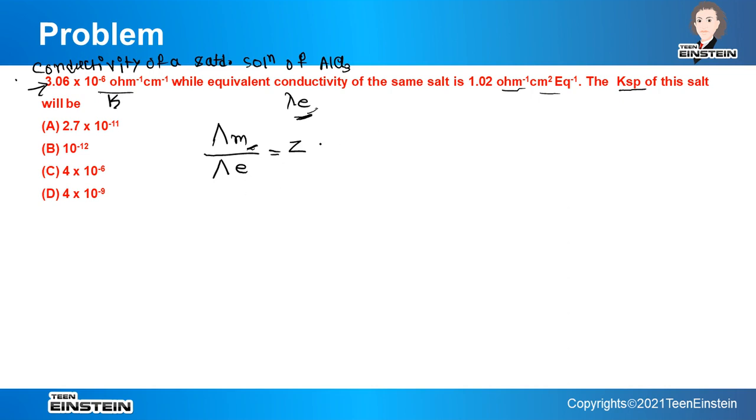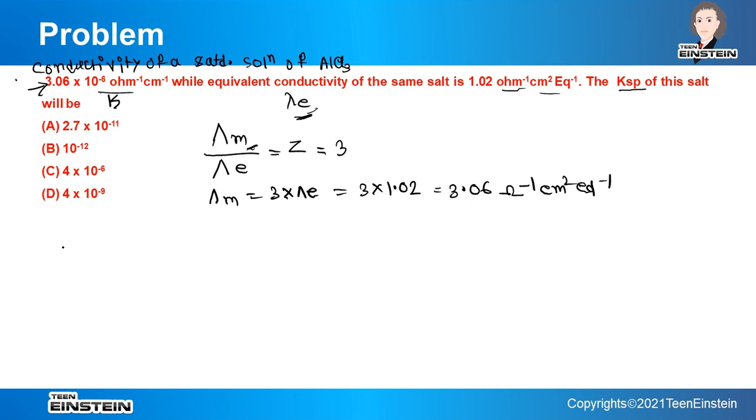Now what is the Z value? AlCl3 has Al3+ cation, and the total negative charge is also minus 3, so the Z value will be 3. Just take the numerical value. Lambda m is 3 into lambda E, which is 3 into 1.02, right? So 3.06 ohm inverse centimeter square per equivalent. This is the value of lambda m.